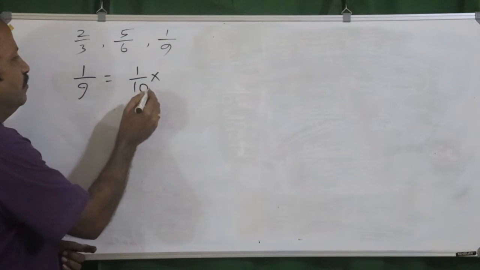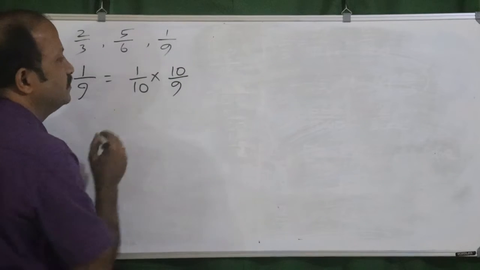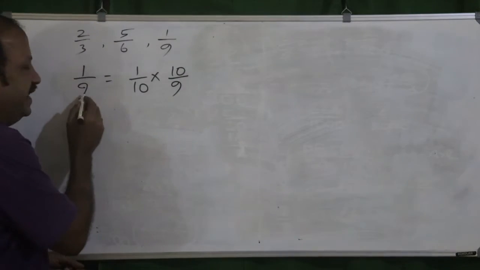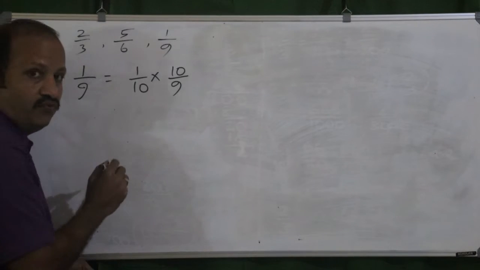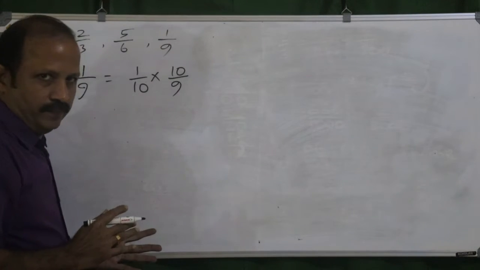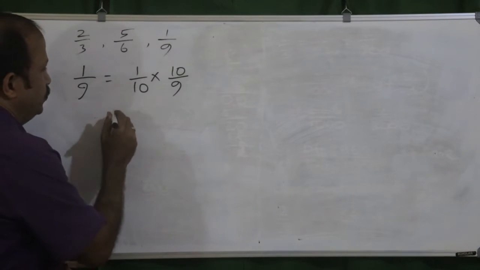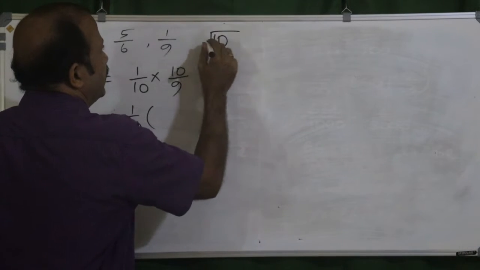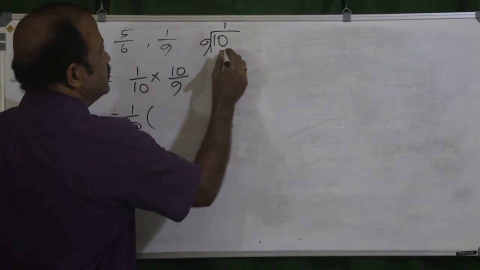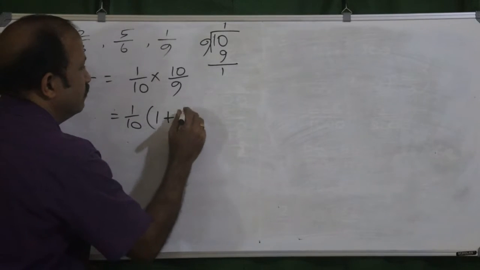1 by 10 is the multiplier. So 1 by 9 is 1 by 10 into 10 by 9, and 10 by 9 is the number of 1 by 10s. So we have to find 10 by 9. 10 divided by 9: 1 into 9 is 9, remainder 1. So we get 1 as the answer plus 1 by 9.